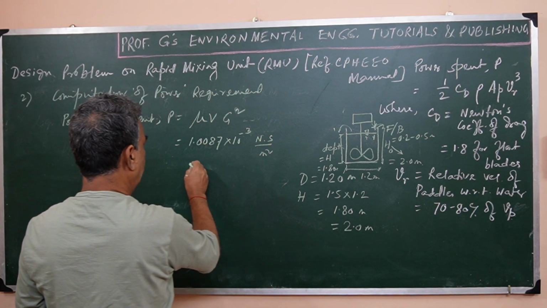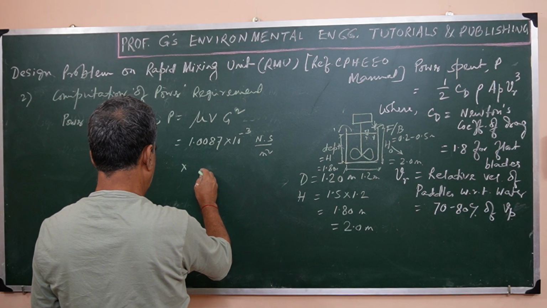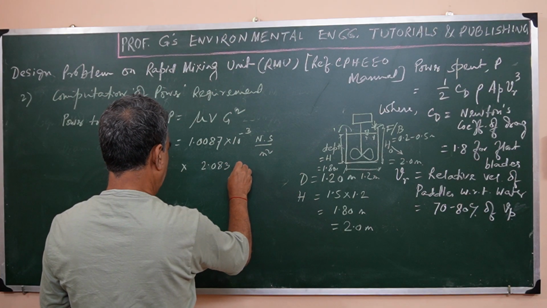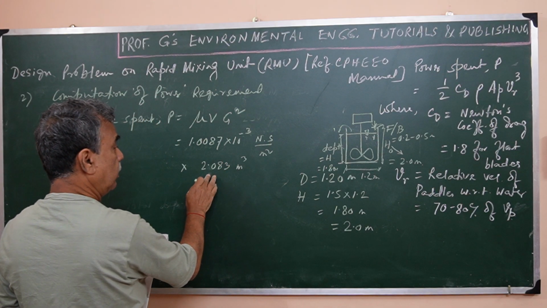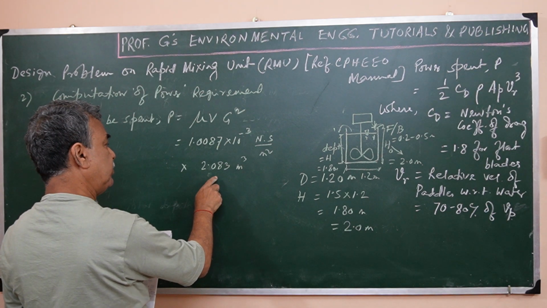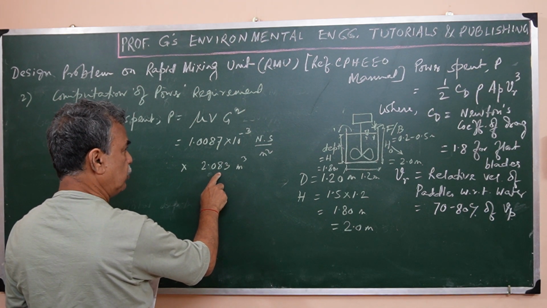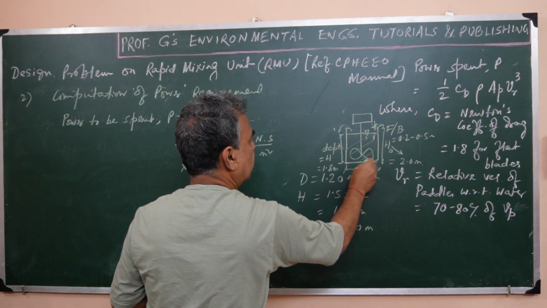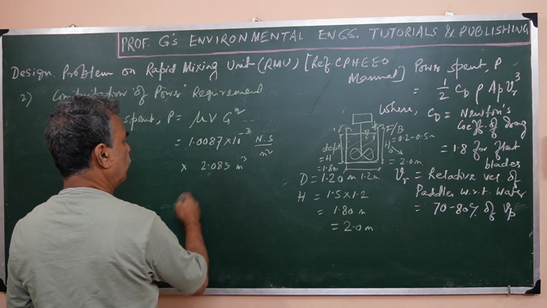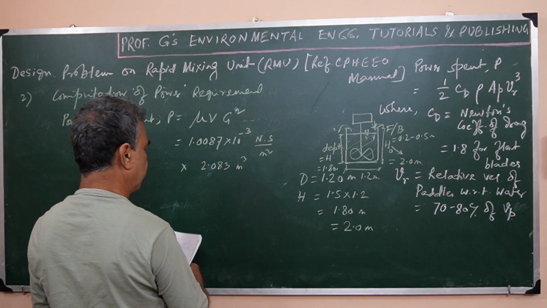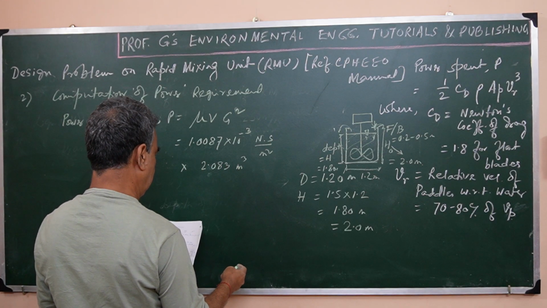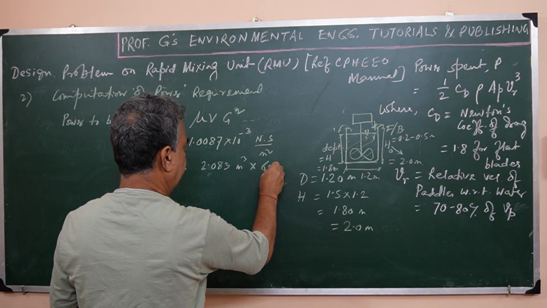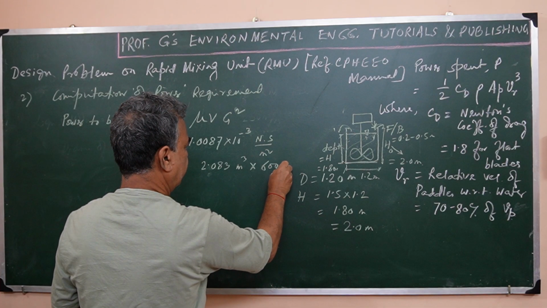That is the mu value, into volume is 2.083 meter cube. And remember here, as I have earlier also stated, that this volume is not the total including the freeboard. This is only that volume, that is the liquid volume, right? So already calculated in the previous step. So this is the volume, and this G is 600 second inverse.